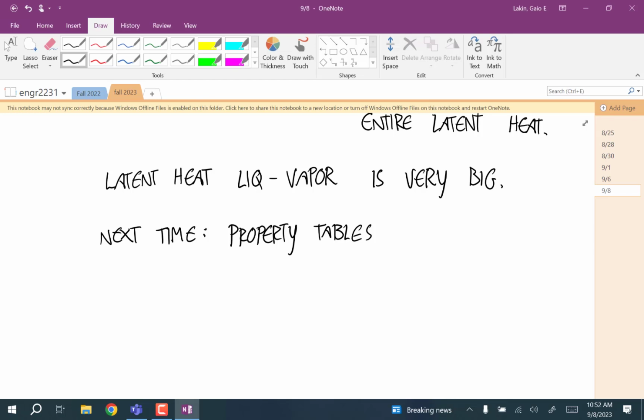So we're going to use that fact with these tables so that we can look up, for a certain material, certain refrigerant or whatever, here we know the internal energy is this. What's the temperature going to be? That kind of thing. So that's what we'll do next time.